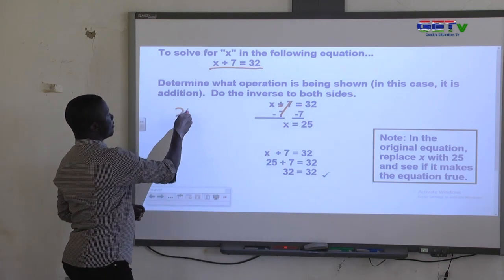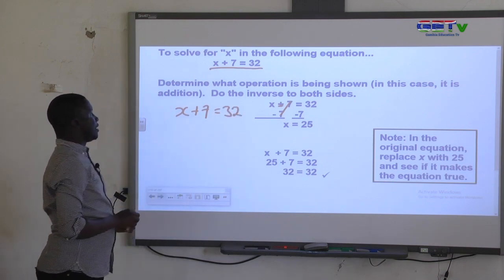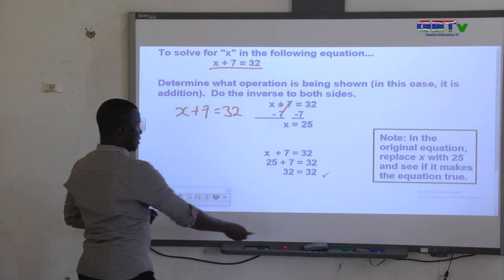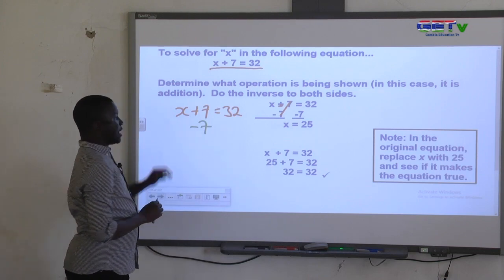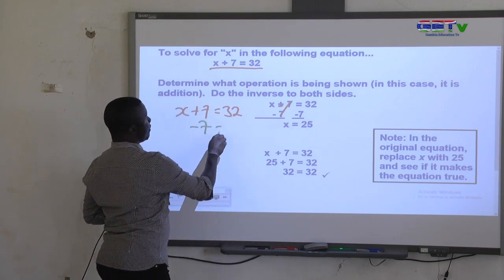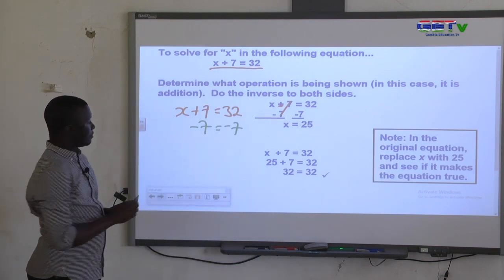So which is why we'll have something like this. x + 7 = 32. And we must subtract 7 from here in order to isolate the variable. And if you subtract 7 here, we must subtract 7 on the other side as well.